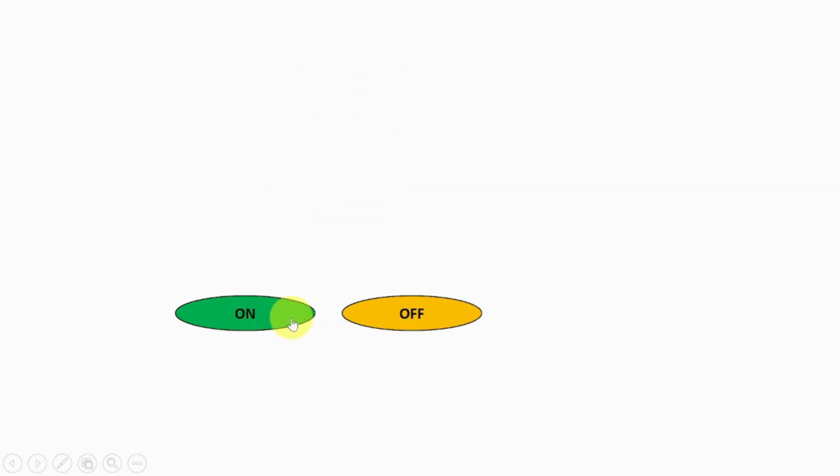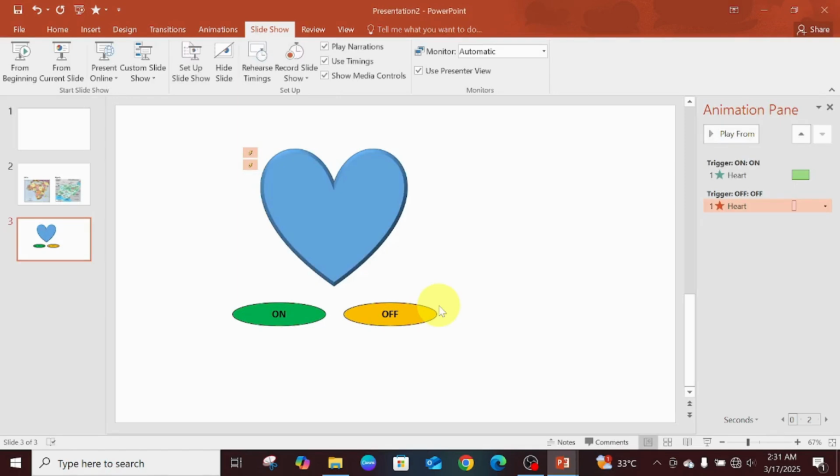When you on it, you are going to have it this way, and when you off it, you are going to have it this way. That gives us what trigger can do. So trigger is a very useful tool. I hope you'll be able to practice this and utilize it in your presentation. And you can use it for video and audio.